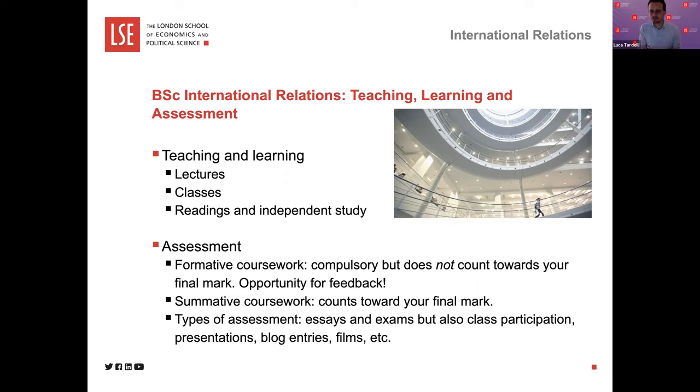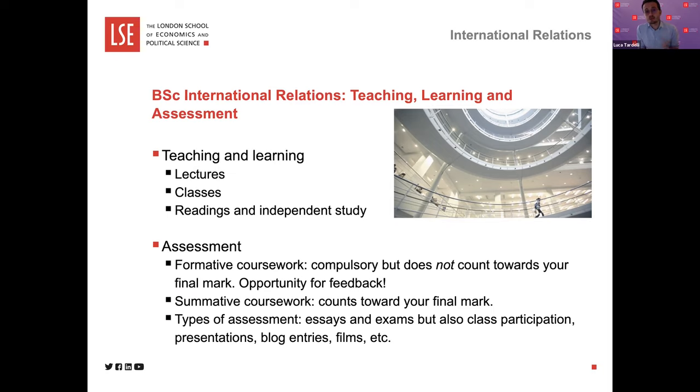Assessment is done in a couple of different ways. A key difference to be aware of is that in every course, you'll be required to submit what we call formative coursework. This is compulsory coursework. It can be, for instance, a formative essay, where you will get feedback and a mark, but that mark does not count towards your final mark in that course. So you will ask, why then do I have to do that?